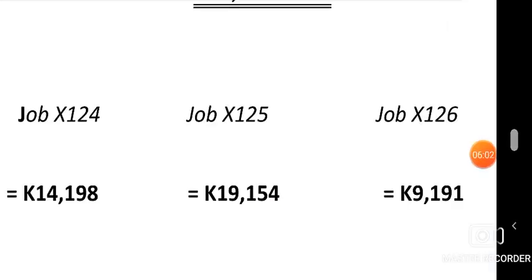Well, these are the ending material cost results after you follow those instructions. If you remember X124, you add that one from the month end of month 6 and this one from month 7, the details that were given. That's how we got that 14,198. Job X125, 19,154. After following the instructions, just remember those which are in brackets we are subtracting. Job X126, we remember that one, it had some positive figures. Again, those in brackets we subtracted and we got that 9,191. That's how you treat the material cost for each job.